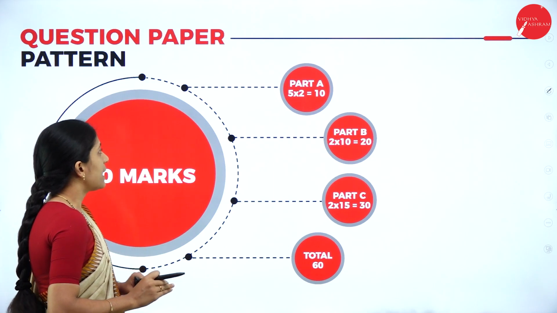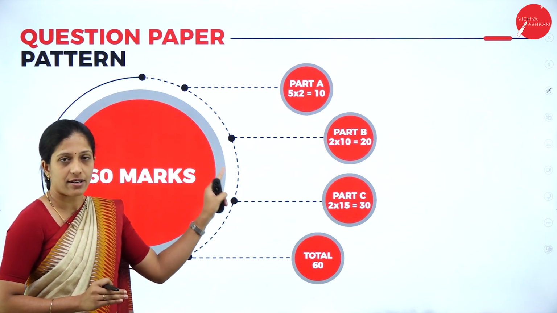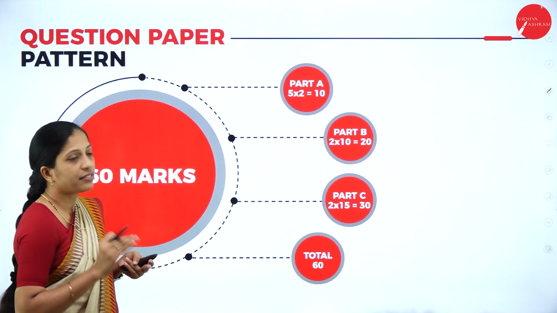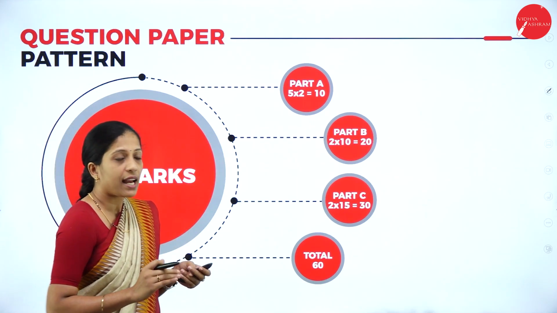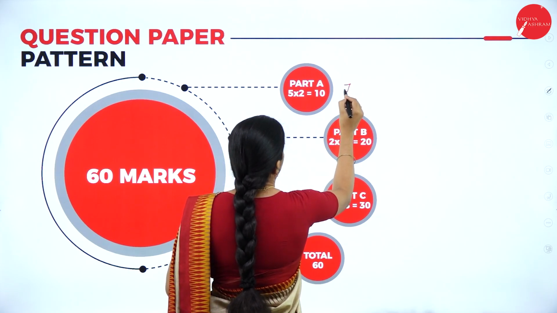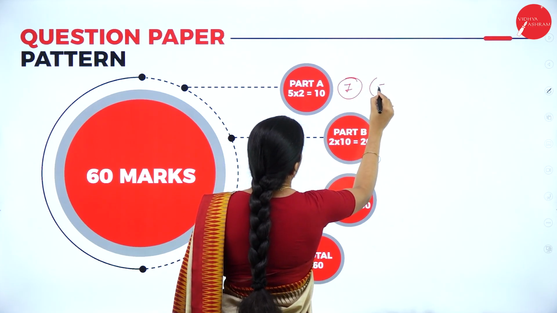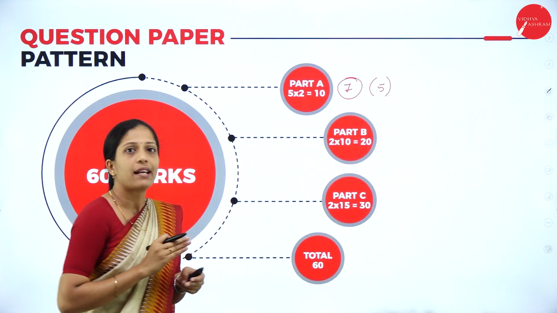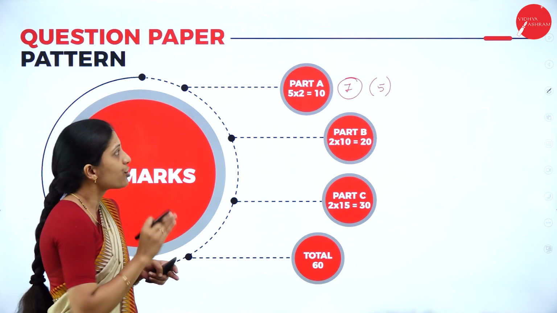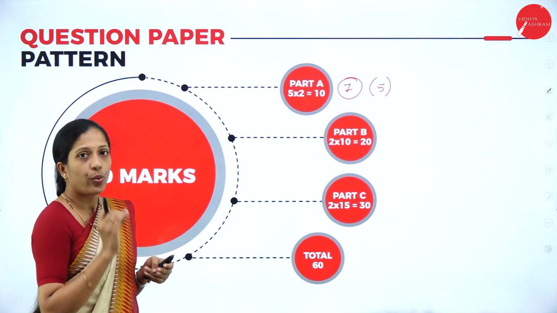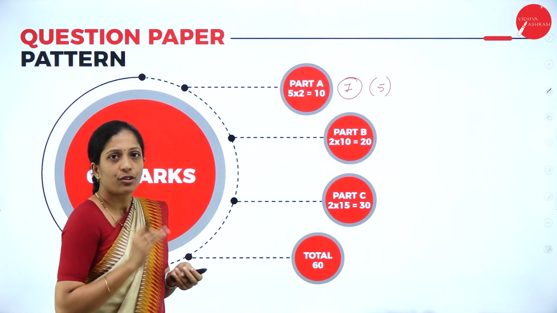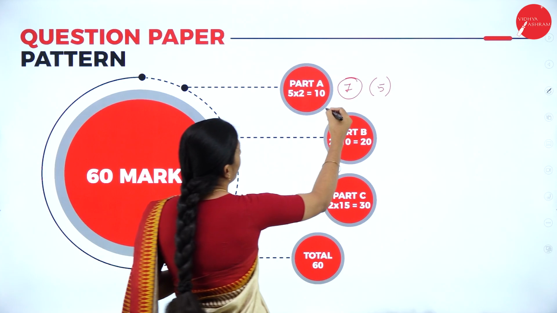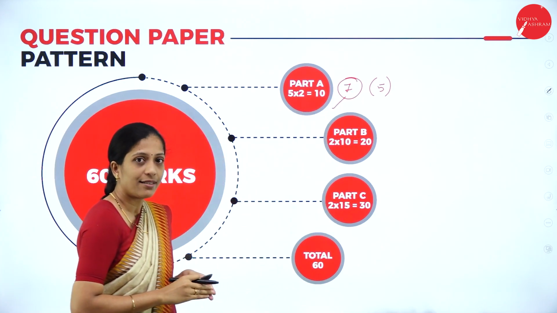Now let us see how your question paper pattern will be. You will have three parts, part A, part B and part C. Under part A, they will give you 7 questions out of which you are going to answer any 5, each carrying 2 marks. So 7 questions will be asked where you have to answer any 5 questions, and the overall weightage of part A will be 10 marks.